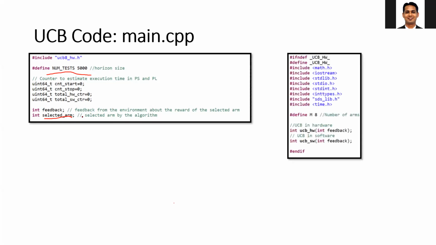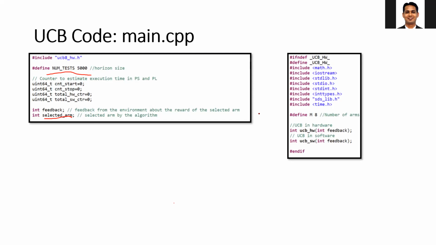The corresponding .h file has all the other necessary files, and here we define the parameter m, which is equal to 8, that indicates the number of arms, and then we define the two functions for the UCB, one to be implemented in software, one to be implemented in hardware. You can see that the input is feedback and the output is the selected arm.